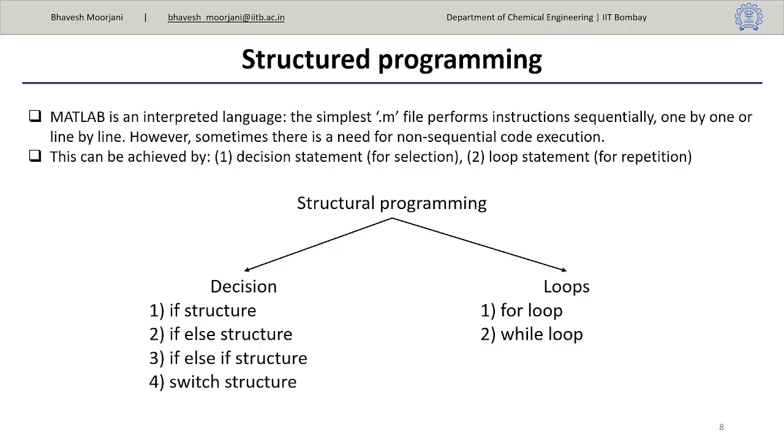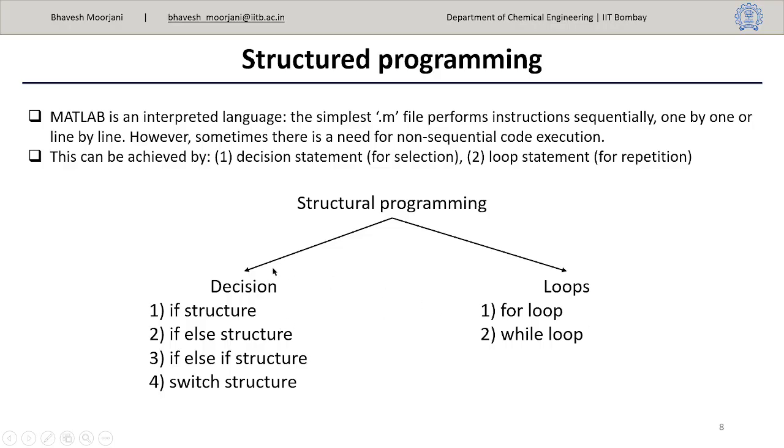However, when you are coding a complex system, you do not have to go through line by line code execution. You might have to work non-sequentially, where you want some part of the code to run first, then some part at a later time. For that we have structural programming. Structural programming involves two aspects: one is decision trees, and second is loops.